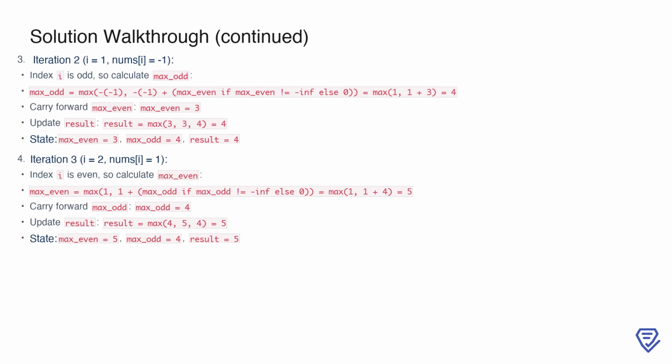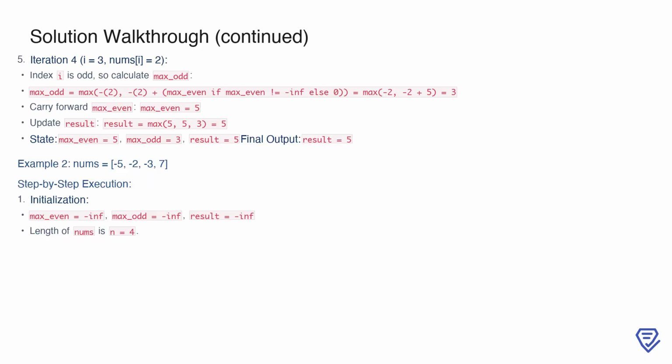We carry forward max_odd, which stays at 4, and update result to 5. At this stage, our state is max_even equals 5, max_odd equals 4, and result equals 5. In the fourth iteration, we analyze the element at index 3, which is 2.